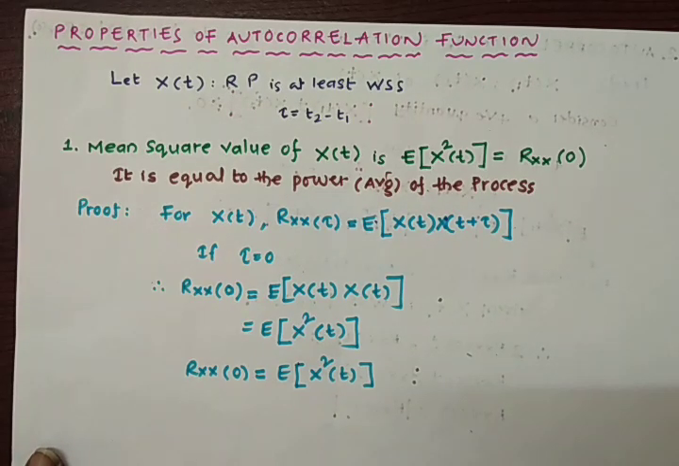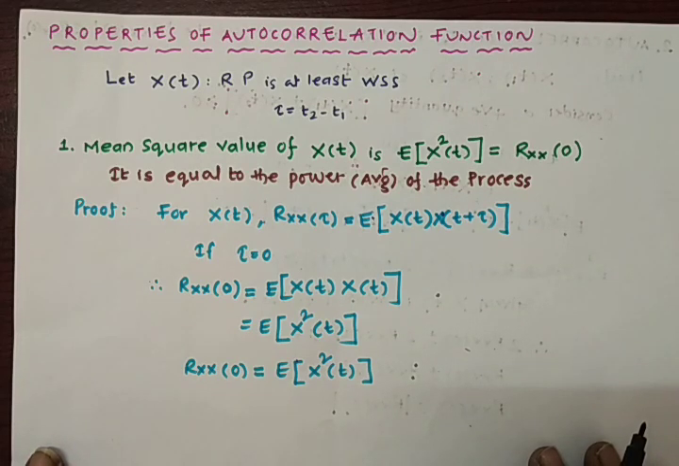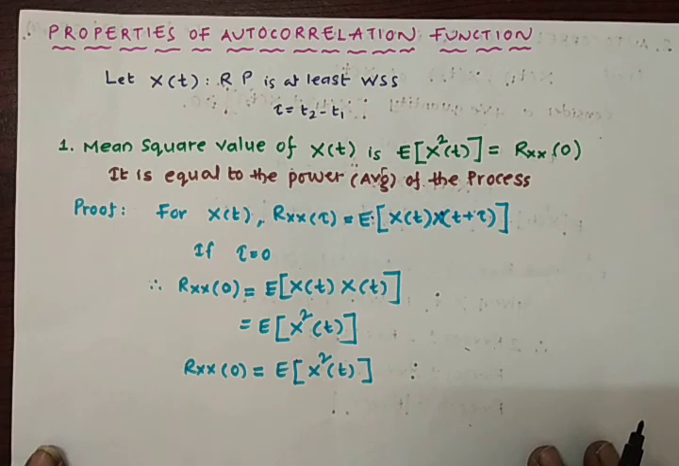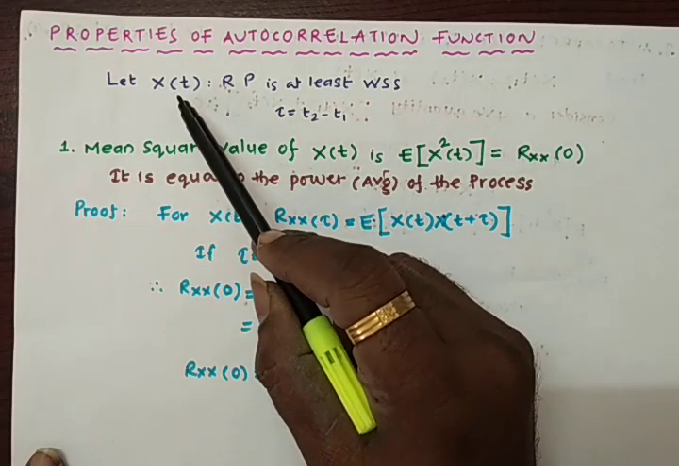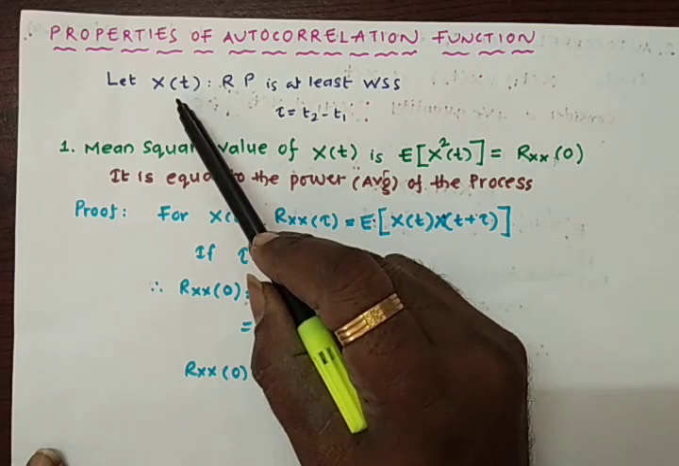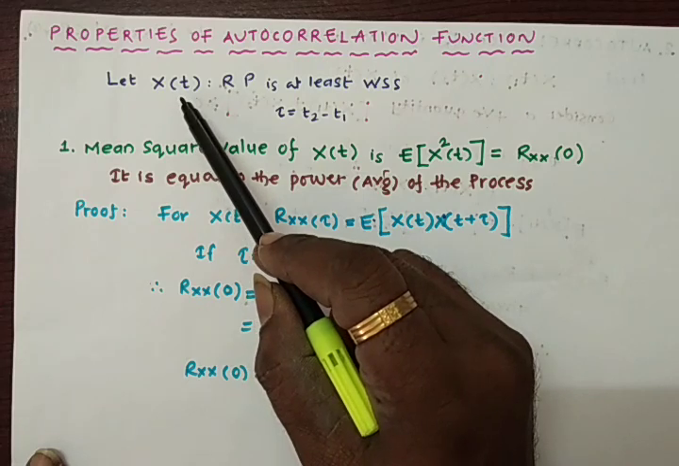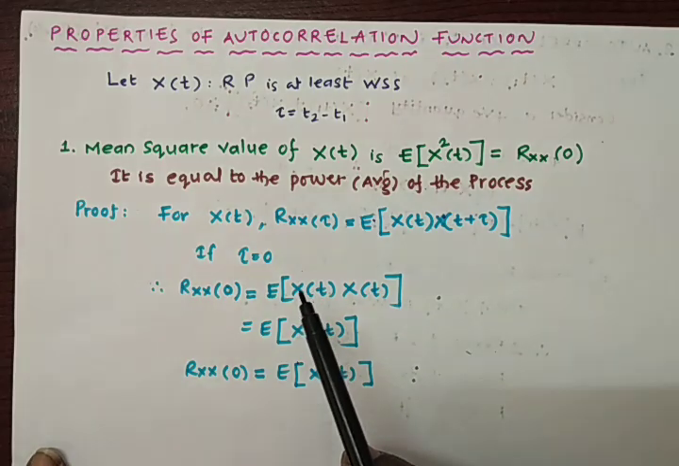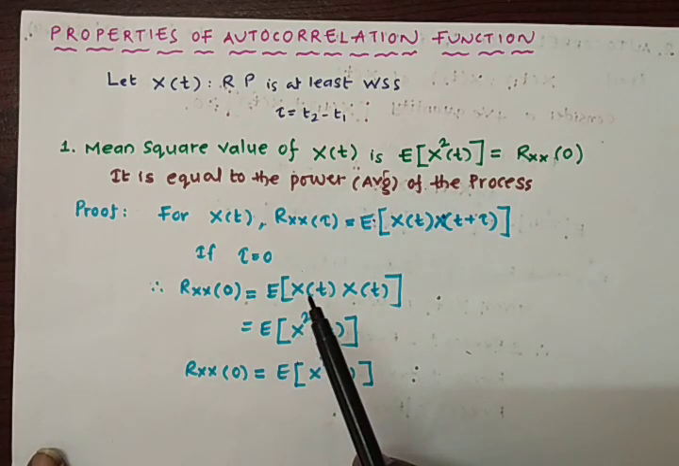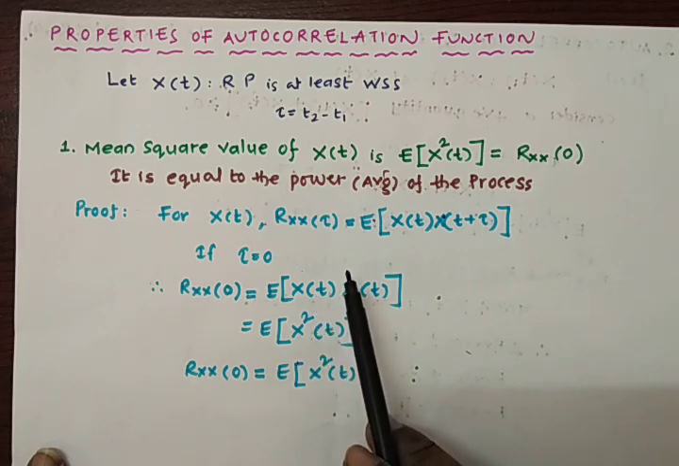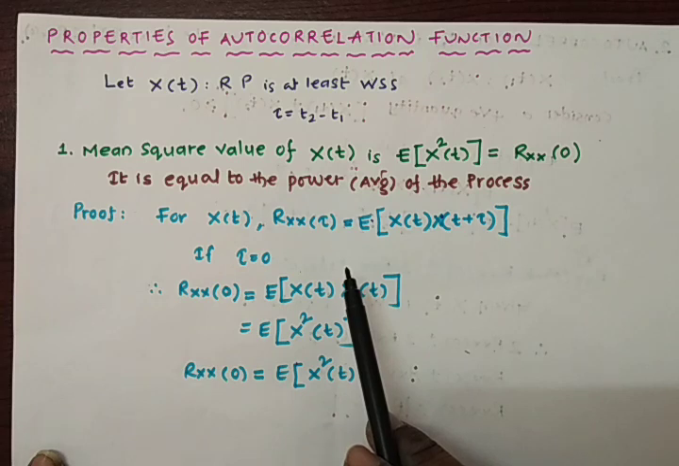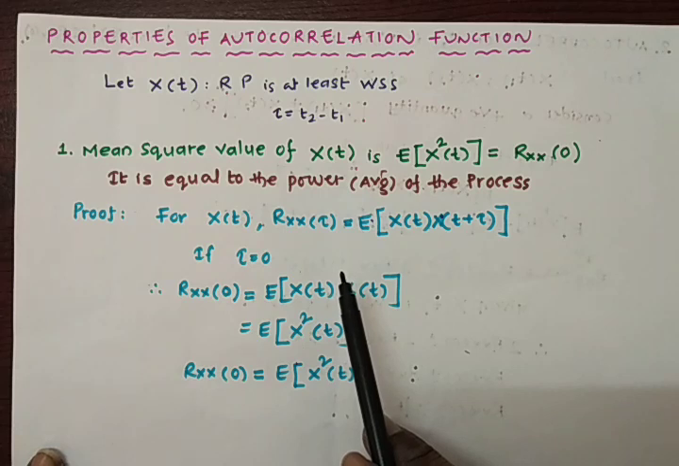Before studying the properties of autocorrelation function, we will go through some considerations. Here we consider x of t as a random process, at least a wide sense stationary random process. In the previous classes we have discussed the various types of stationary random process. A stationary random process is one in which all the statistical properties remain the same at various time instants. That means even with a time shift, if the statistical properties of the process do not change, then it is called a stationary random process.